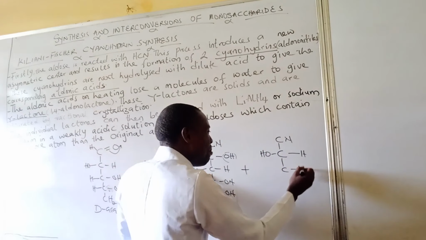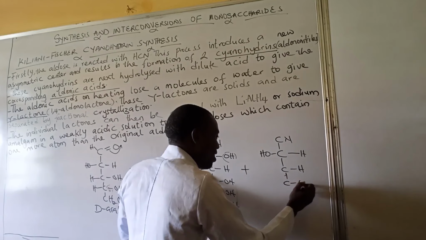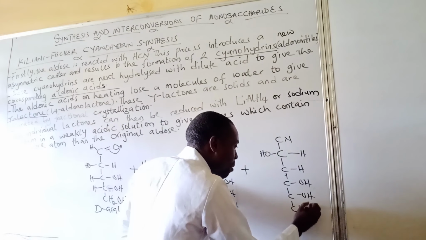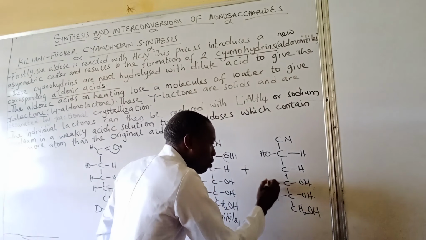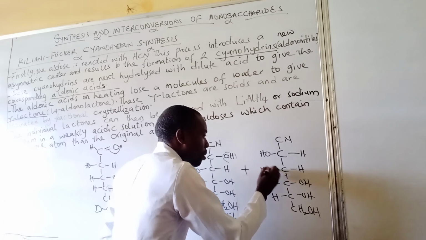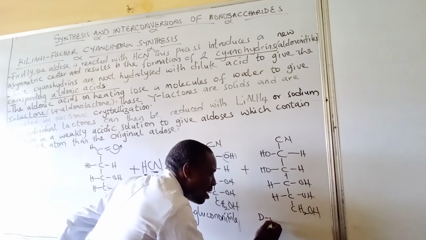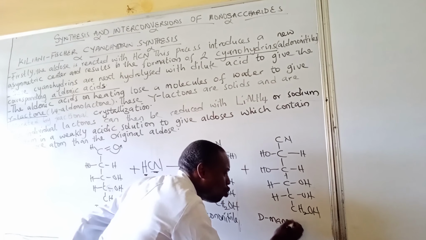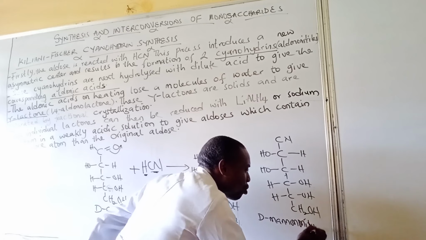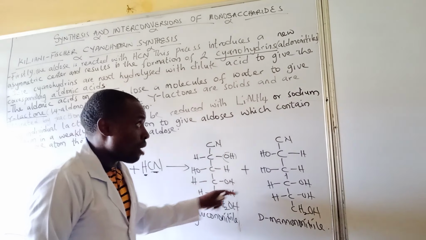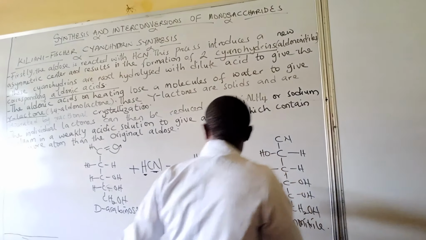Every other thing remains intact. Do not forget, that's the simplest approach here. So we continue here. This one now, if you observe, is what we call a D-mononitride. Are you with me now? So move to the next step, which is step 1.